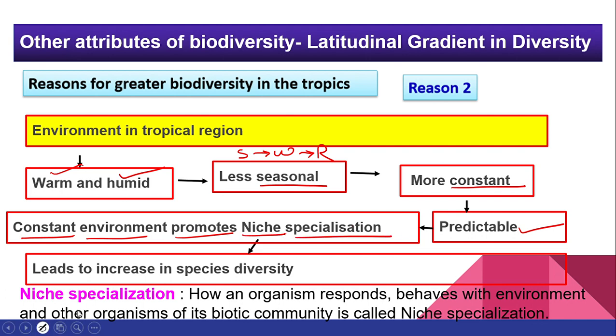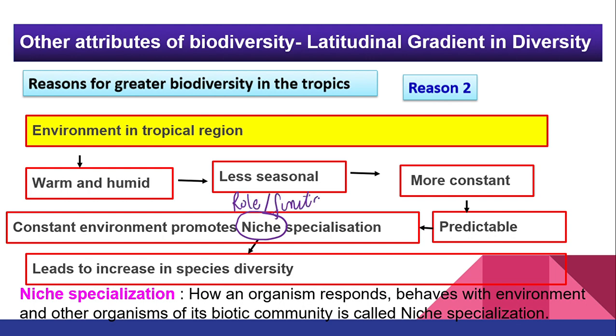What is the meaning of niche? Niche means what, class? Niche is nothing but the role or function of an organism in a particular habitat. Role or function of an organism in that particular habitat, we call it niche. Then what is niche specialization? It is given in your textbook that niche specialization is nothing but how an organism responds and behaves with an environment and other organisms of its biotic community.